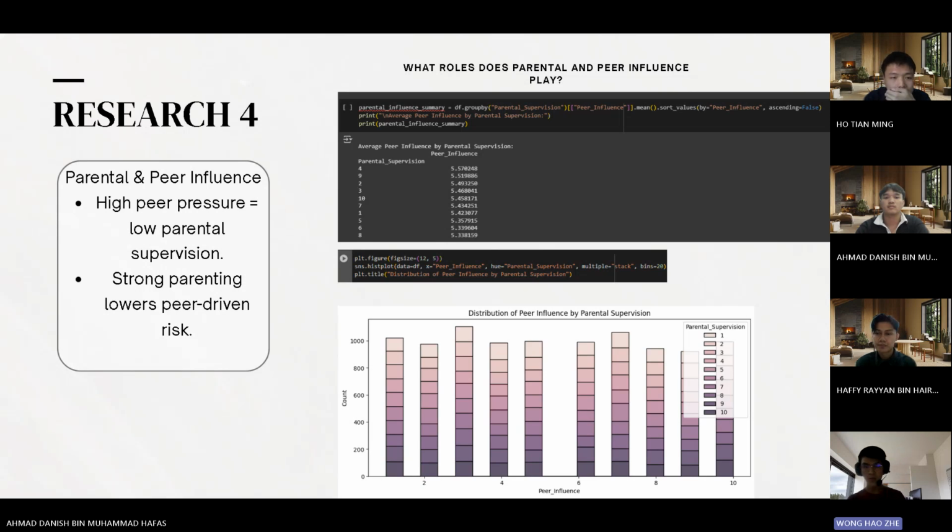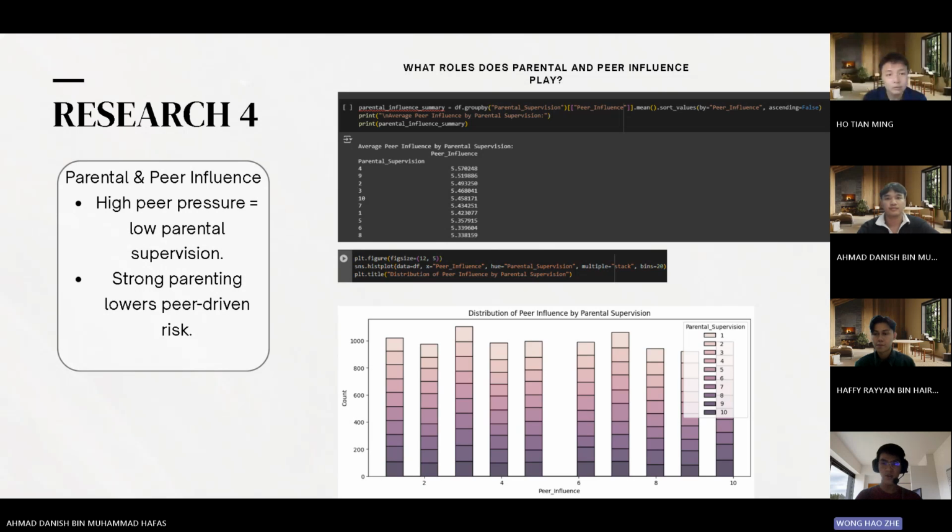The table shows average peer influence scores grouped by parental supervision levels. You notice that low supervision levels like 4 and 2 are at the top with the highest peer influence, but higher supervision levels like 10 or 9 are associated with low peer influence scores.